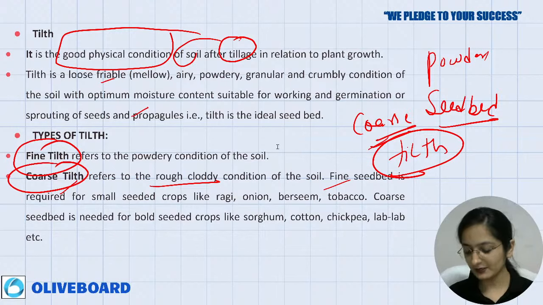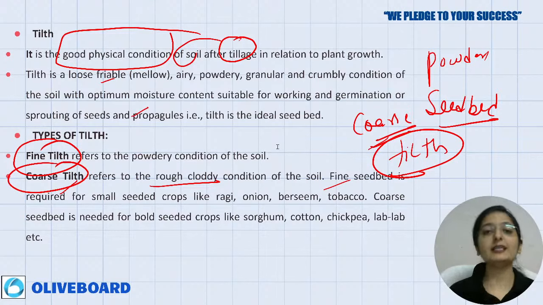Any idea? Are you able to get the question that I am asking? To remove the weeds, correct. What else? So basically, why are we manipulating the soil?